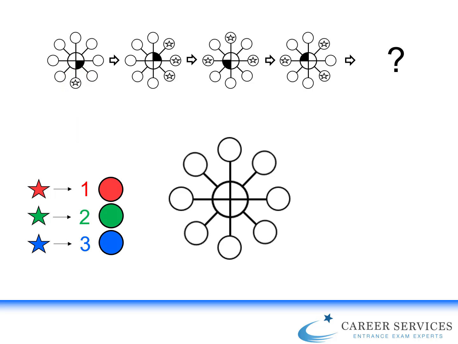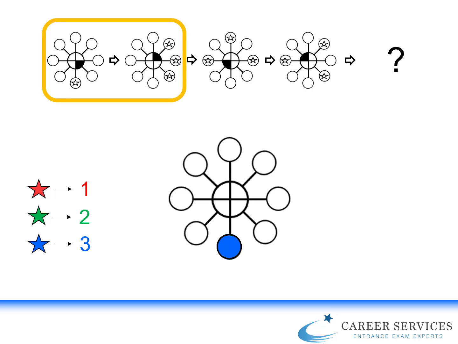For clarity, we will color code the stars. We will call one of the stars red, one of the stars green, and one of the stars blue. The red star will always move one space anti-clockwise. The green star will always move 2 spaces anti-clockwise. And the blue star will always move 3 spaces anti-clockwise. Initially, all 3 stars appear on the bottom, like they are in figure 1. We will see what happens between figure 1 and figure 2.